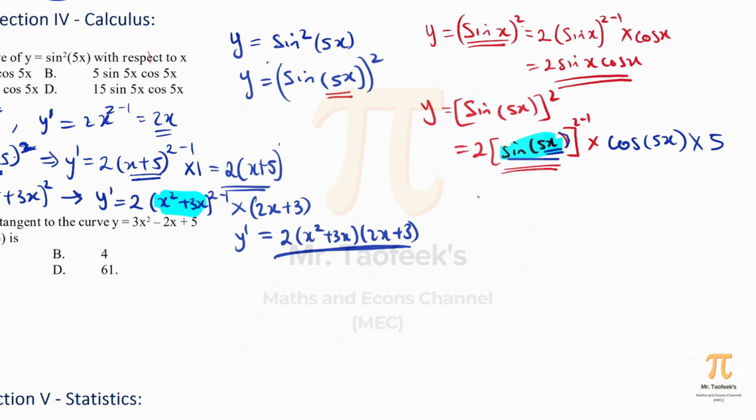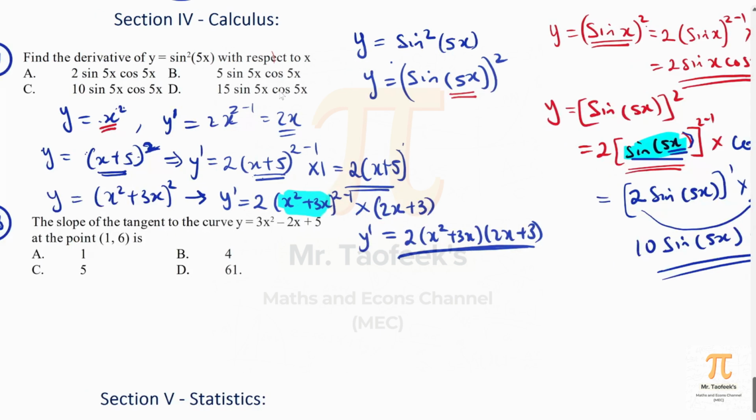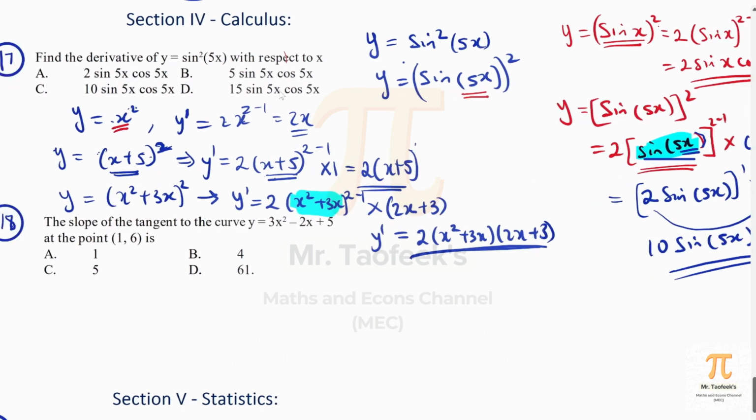So definitely our answer will be, finally, 2 times sine 5x. 2 minus 1 is 1, so this is just going to be to the power of 1, times 5 cos 5x. So multiplying everything together, 2 times 5 gives us 10, and then we're going to have sine 5x cos 5x. That's the answer to that question, which I think is option C.